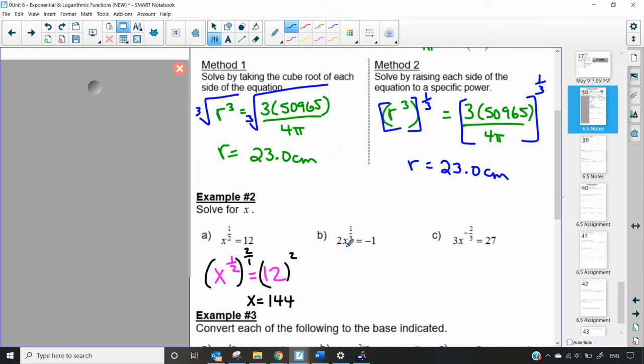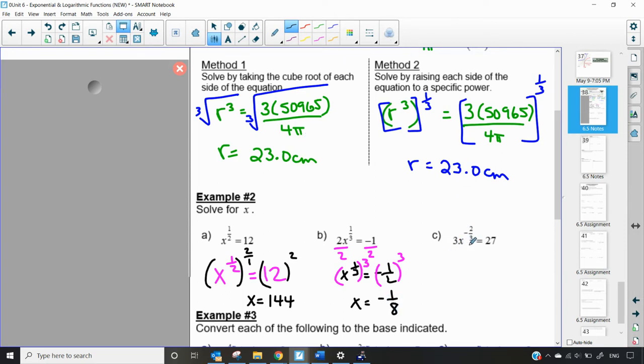For our next question, we are going to divide by 2 to get x isolated. That's going to leave us with x to the 1/3 equals -1/2. And we'll have to raise this to the reciprocal power. Well, the reciprocal of 1/3 is 3. And so that's going to leave us with x equals -1/8.